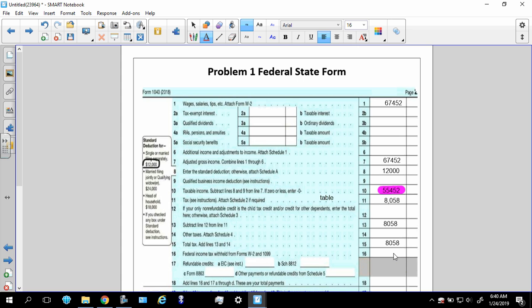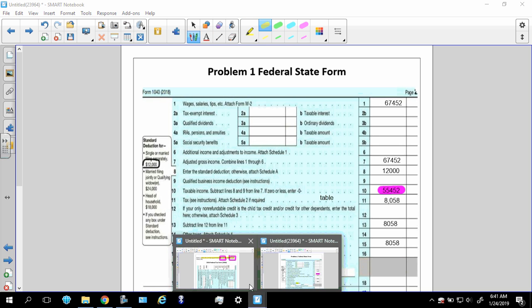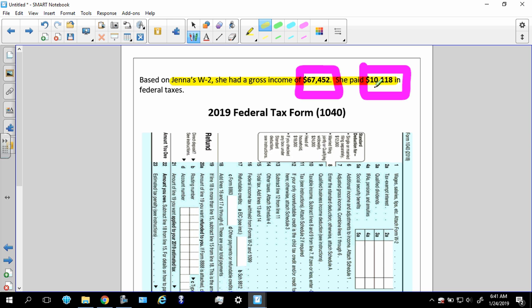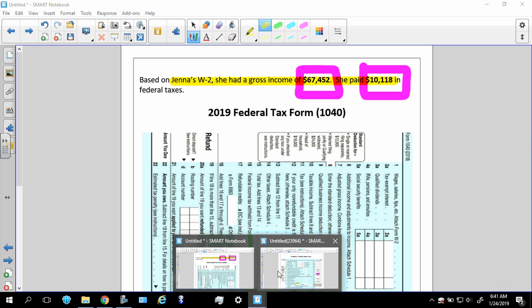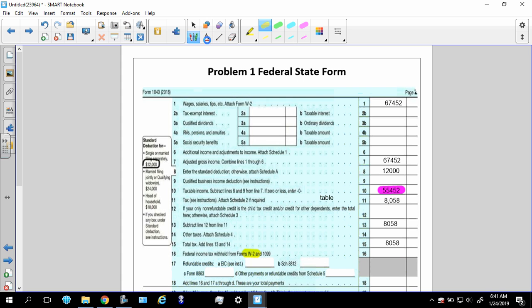Line 16, this is how much was taken from her on her W-2. Let me highlight this so you can see it. W-2, this is where you're looking. Let me go back. If you notice, the W-2 says they took $10,118. All right, so $10,118. Uh-oh.